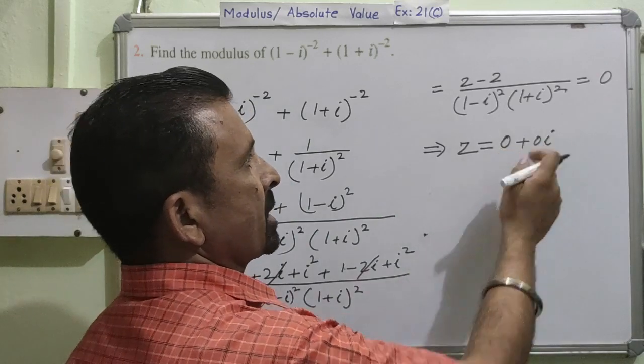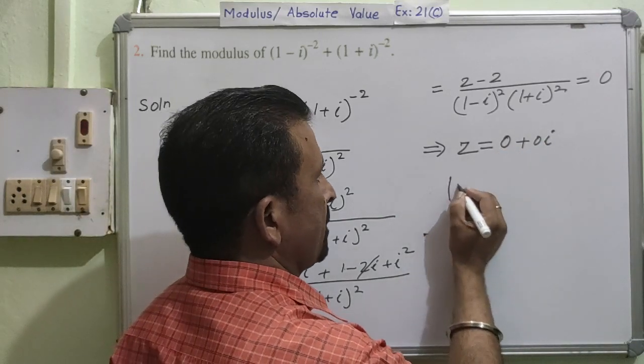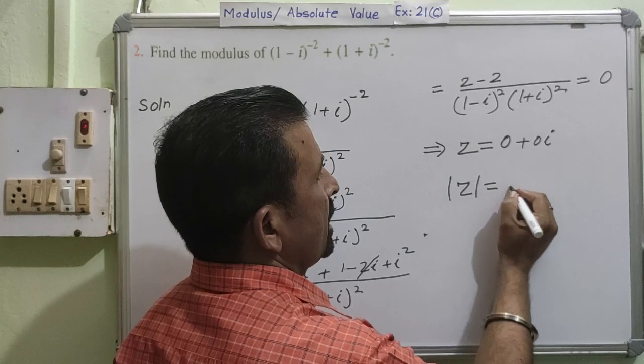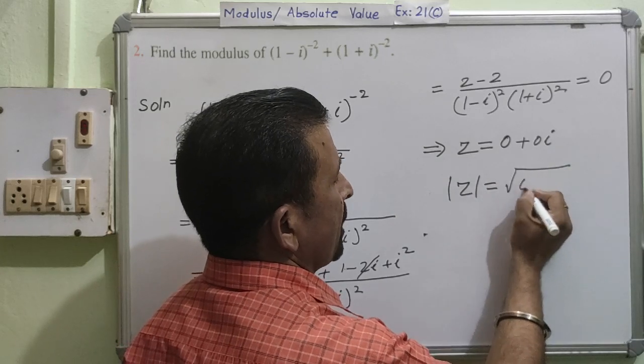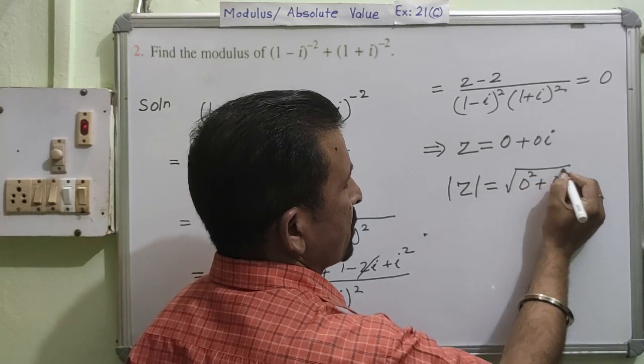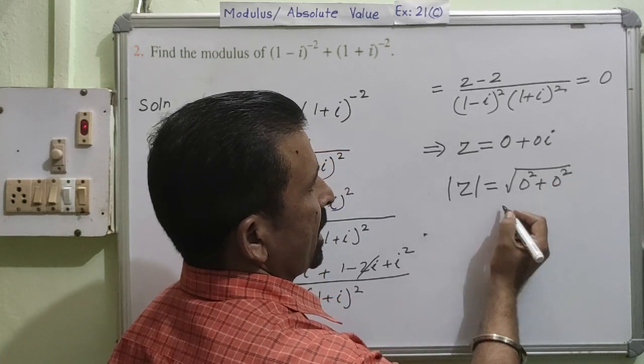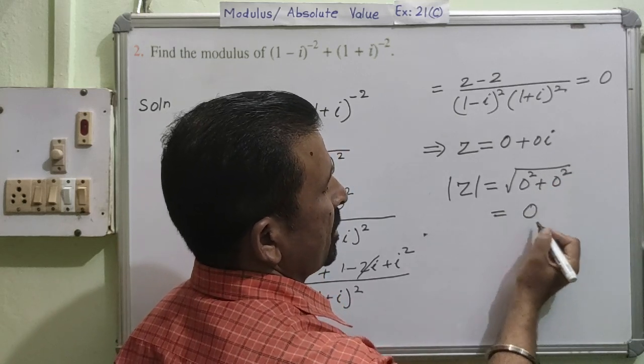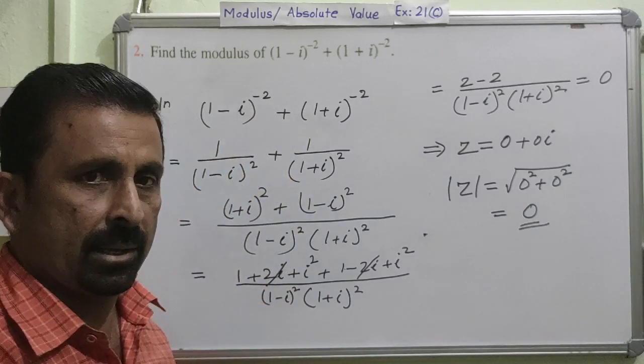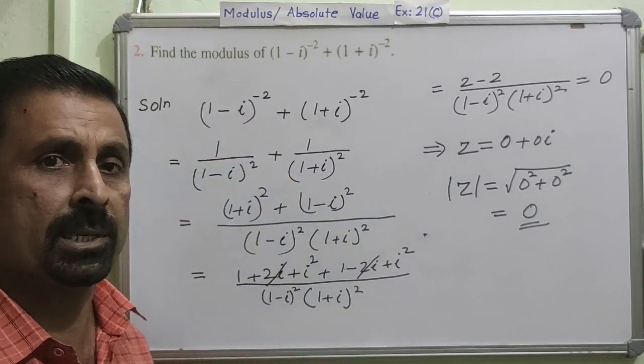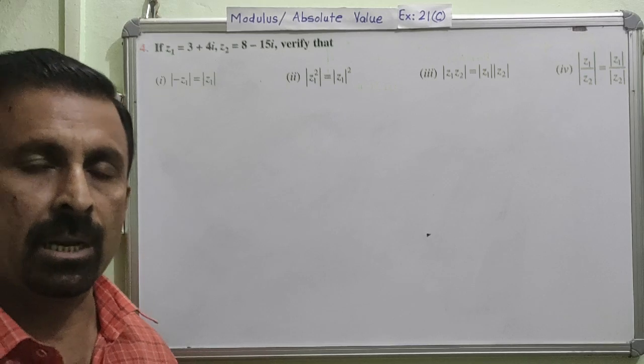Now we have to find the modulus of this one. So when you find the modulus of this one, it will be square root of the sum of squares of 0 and 0, that is 0 square plus 0 square. Finally this will turn into 0. So this is the modulus of your given expression. Hope it is clear. Now I am taking you to question number 3.